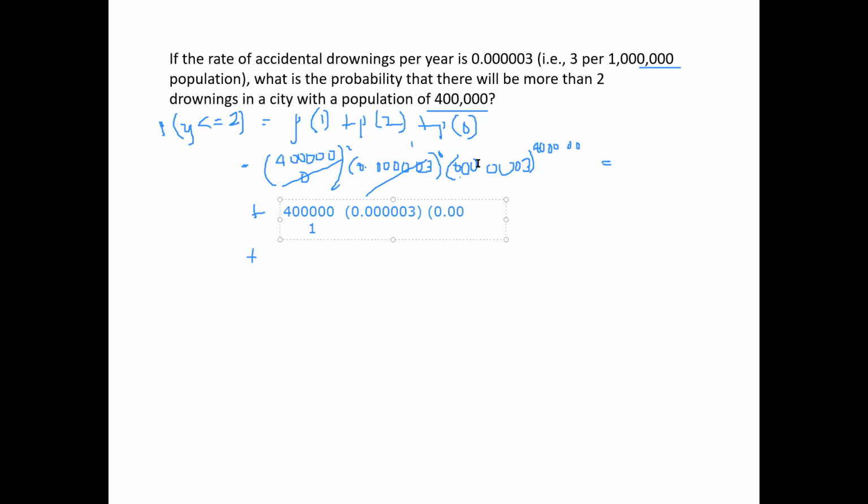Ay, sorry. Hindi pala 0.003. Ito ay 1 minus probability of failure. 0.003. Anong sagot ko?